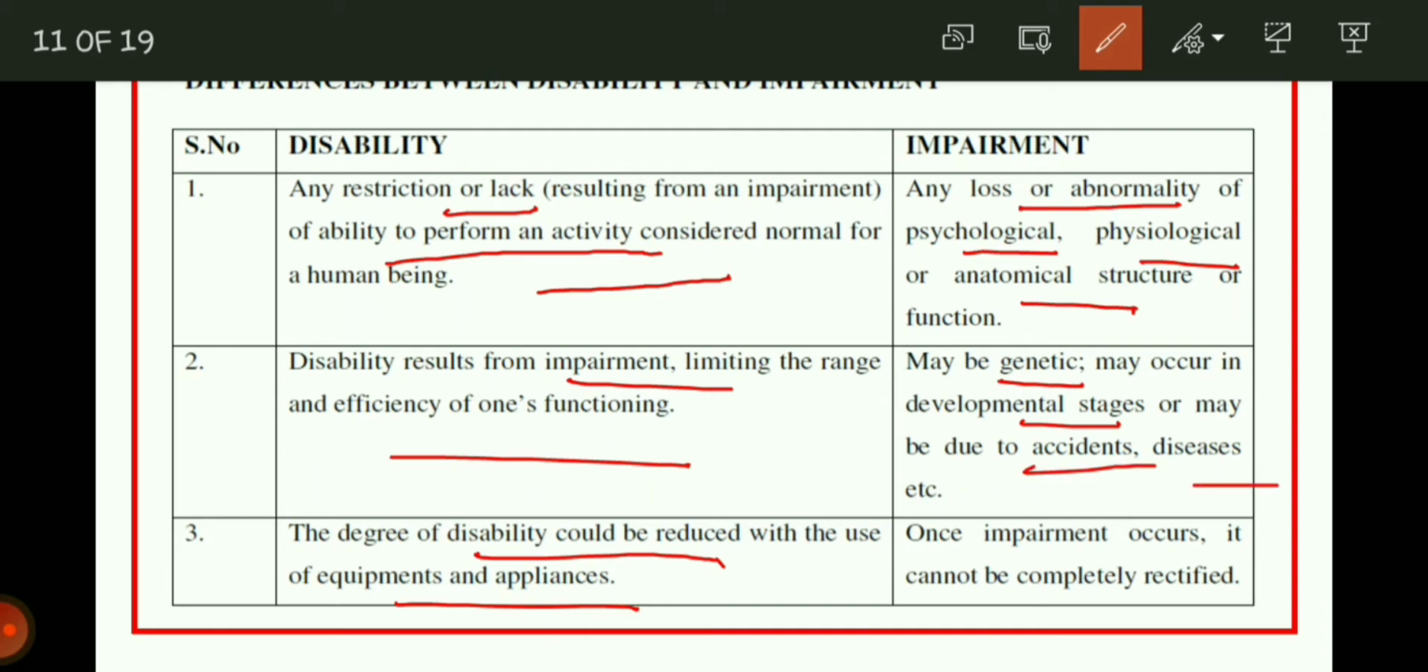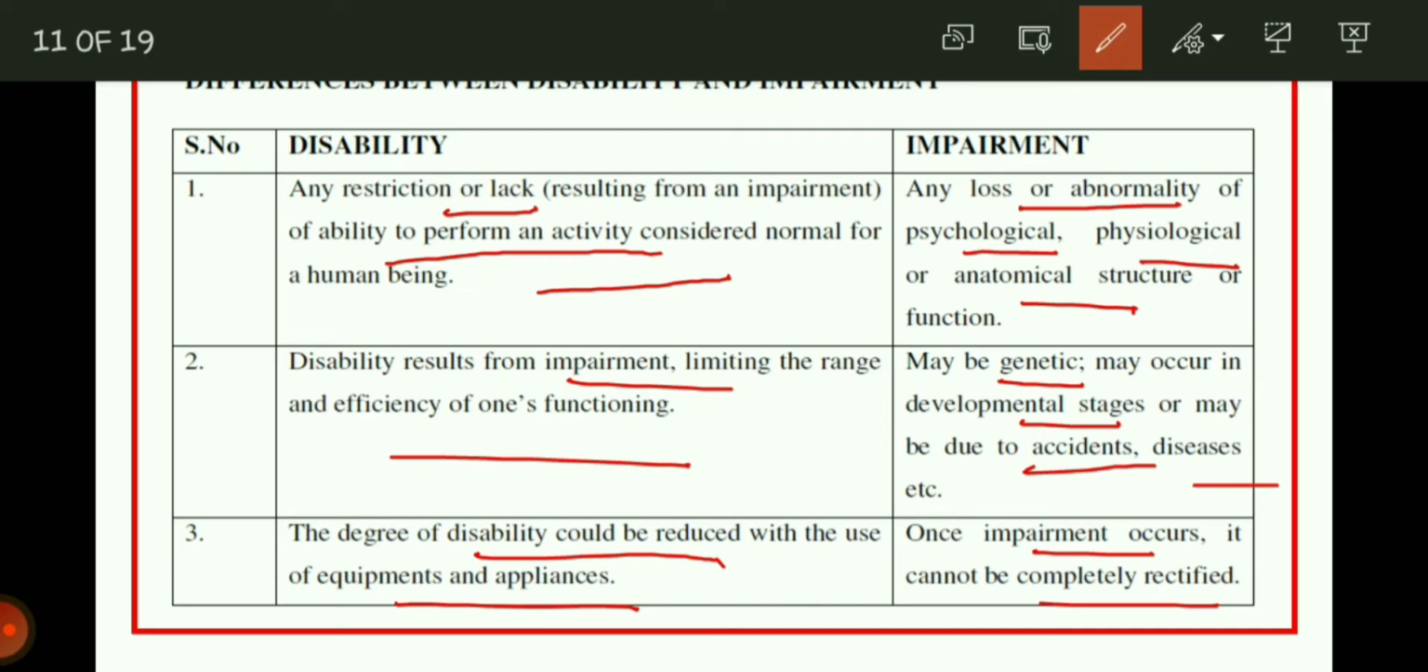You can see that if a person is affected by diabetes and his diabetes becomes severe, you have to remove the limbs. So it is also an impairment due to disease. Or if somebody gets into an accident and is paralyzed, again there's an impairment. Once impairment occurs, it cannot be completely rectified.